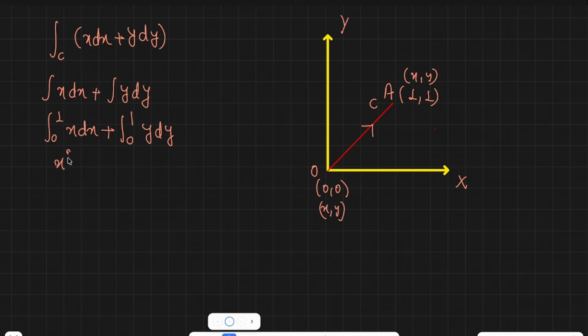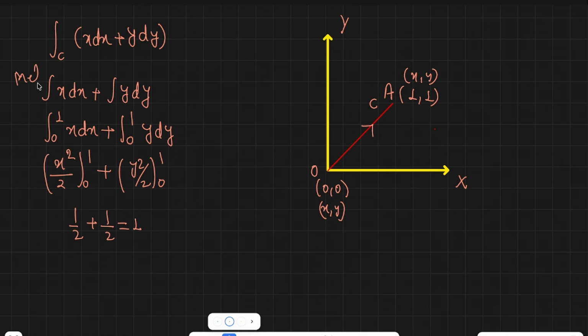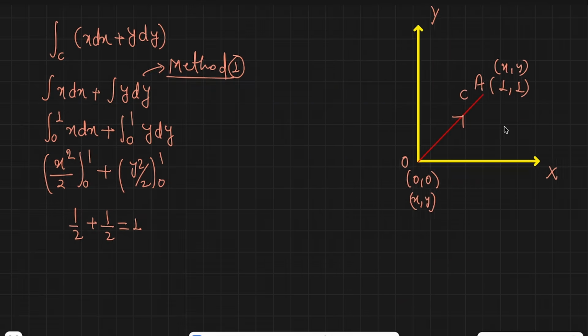So what will it be? It will be x square upon 2 from 0 to 1, plus y square upon 2 from 0 to 1, and it will be 1 by 2 plus 1 by 2, which equals 1. This is a method to solve this. This is method 1, and this is a very simple case, so that's why we could solve it using this method. In this case we don't need the parametric form, but if we are using the parametric form, how are we going to use it, and why is the parametric form very, very important.